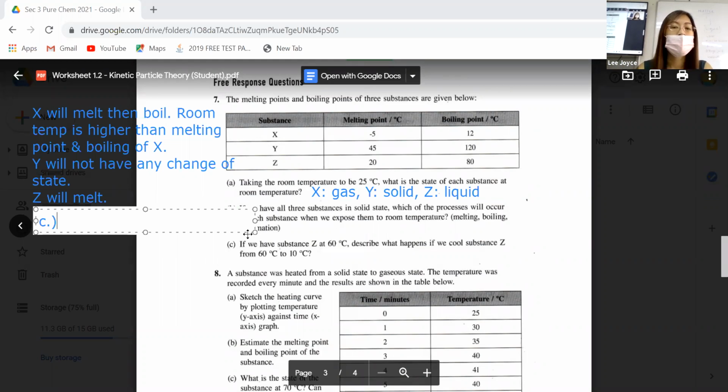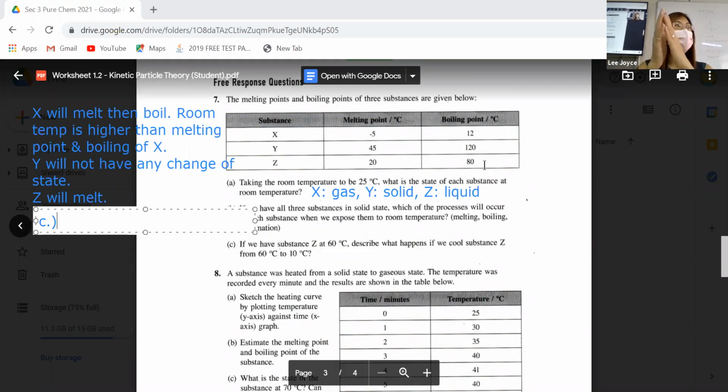Sometimes they may even want you to describe the arrangement of the particles and also the movements of the particles. So can you see that for Z at 60 degrees Celsius, that's in between 20 and 80, right? First, you're going to tell the examiner what is the physical state that Z exists as at 60 degrees Celsius? You all agree that it is a liquid? Right, Z is actually a liquid.